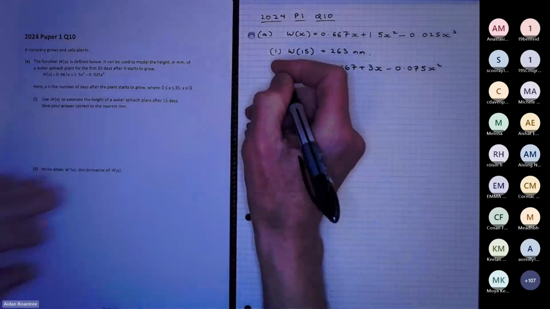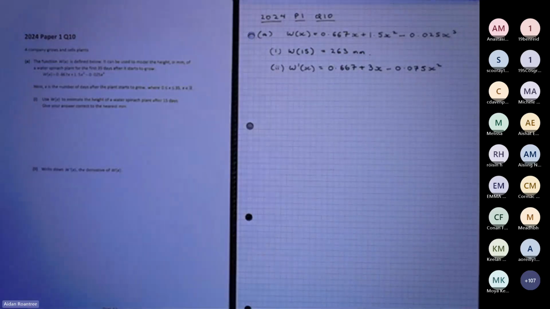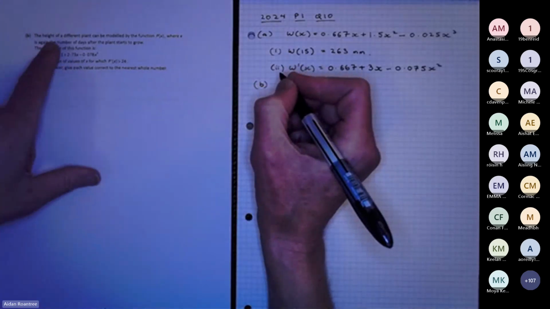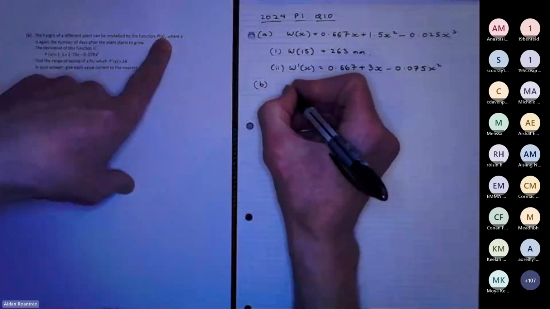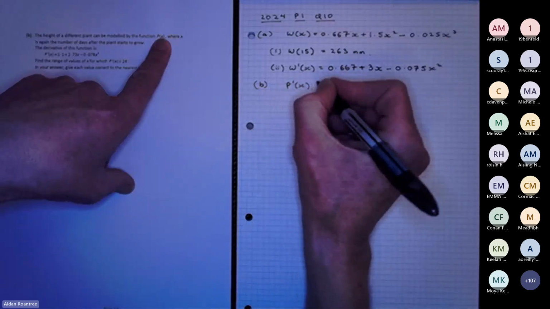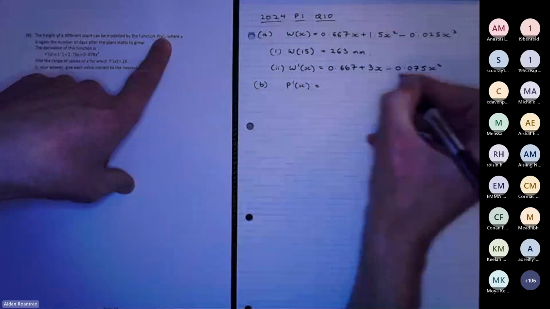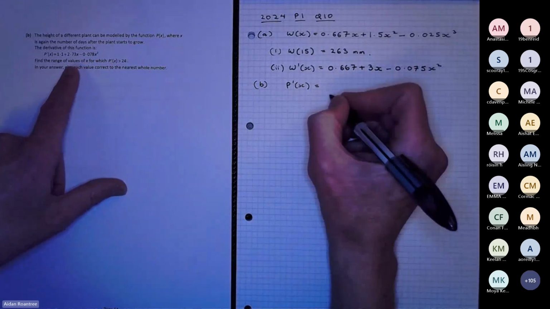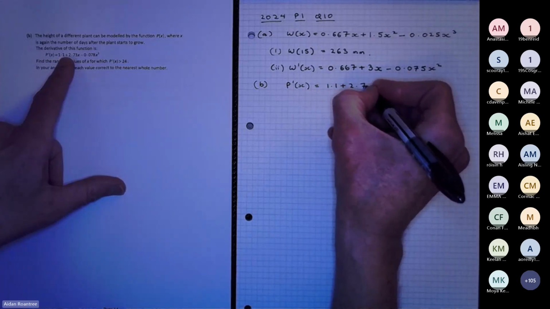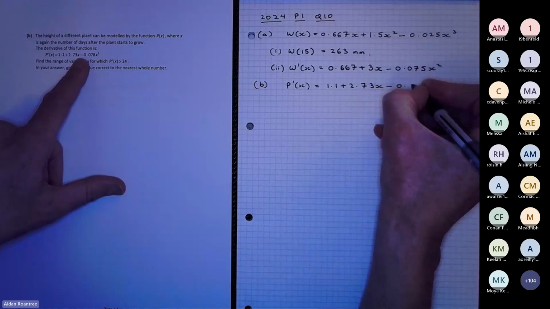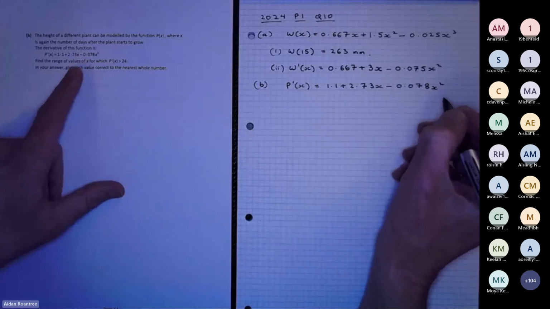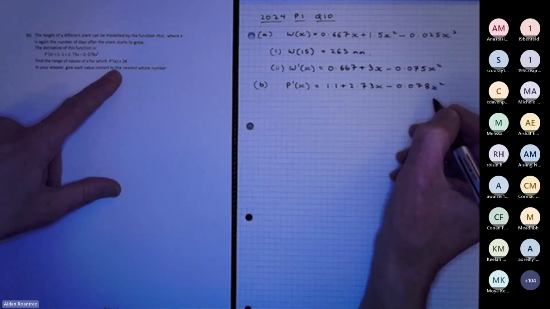Now, on the next page, I'll just show it to you quickly, part B says the height of a different plant may be modeled by a different function. They're giving us P dash, which means the derivative, the rate of change of the height of the function, in millimeters. So P dash of x we're given is 1.1 plus 2.73x minus 0.078x squared. It says in your answer, give each value correct to the nearest whole number.